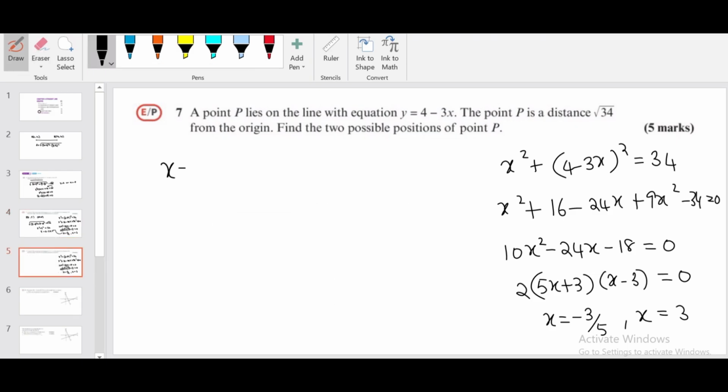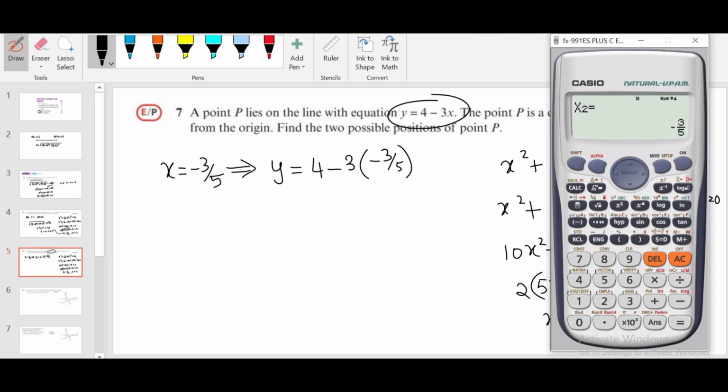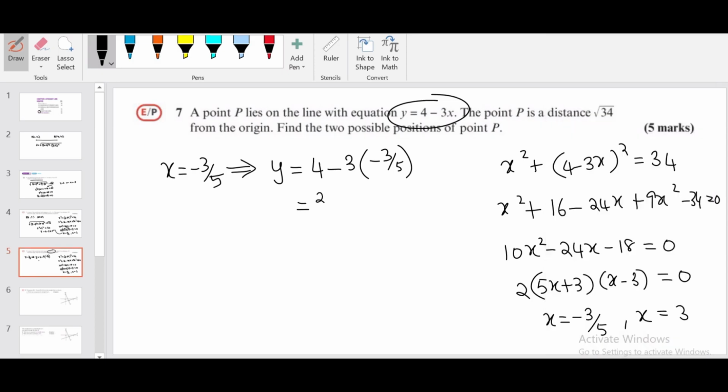So when x is minus 3 over 5, y is equal to 4 minus 3 times minus 3 over 5, which is basically 4 plus 9 over 5, 29 over 5. That's the first point. Negative 3 over 5, comma 29 over 5.